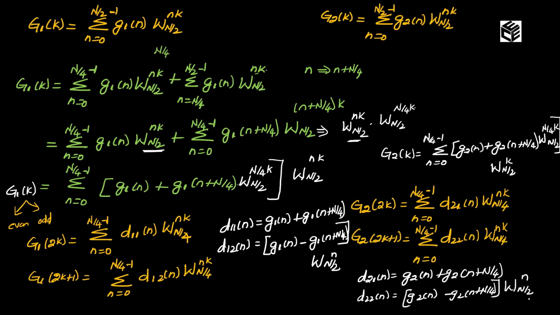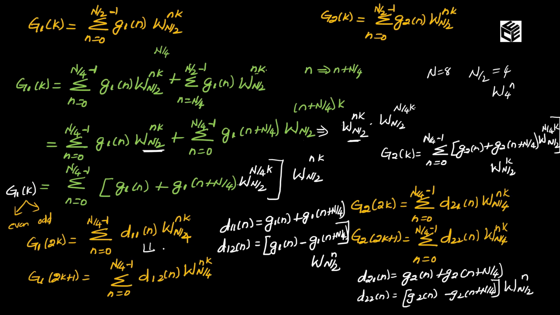What does this w n by 2 power n represent? It is the twiddle factor of the second stage. That is, if we are considering the value of n as 8, n by 2 means it is 4, correct? So it is w 4 to the power n. So that is represented here. Understood?